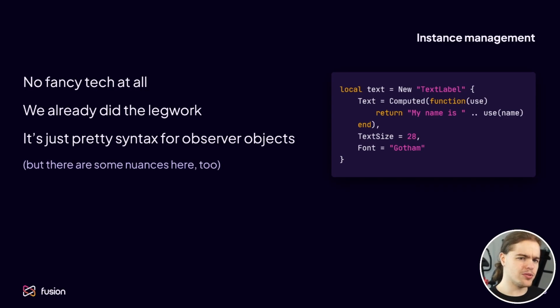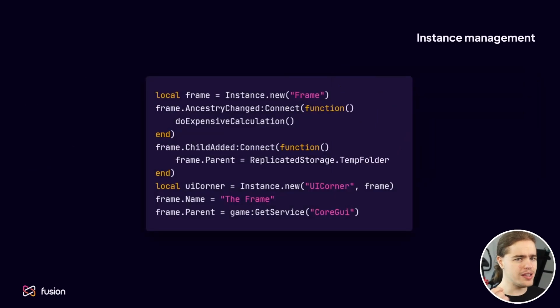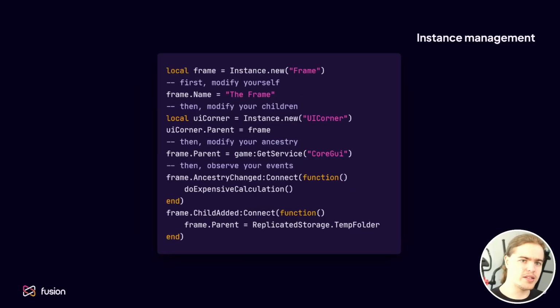There are at least a couple of nuances worth mentioning though. With instances, you generally have to be careful what order you do things in. It's not that you'll break something, chances are it will always look correct eventually, but you'll end up doing a huge amount of wasteful work if you're not careful. I hope you're reading that code snippet and getting some serious anxiety from that order of events. Generally, the correct order of events is firstly to modify yourself, then modify your children, then modify your ancestry, and finally observe your events. I hope this slide soothed your nerves a bit after the horror show that was on the other slide.